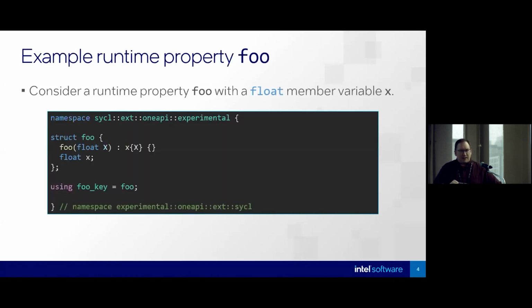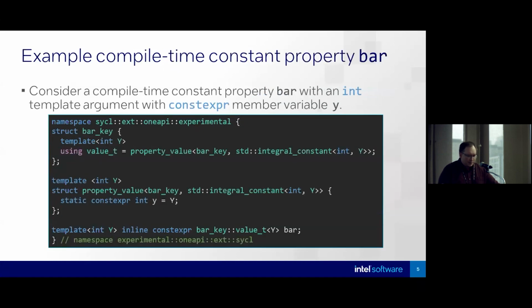So I'm saying a lot of abstract things. Let's show some code. Here we're going to define a hypothetical runtime property called foo that just contains a float member variable x. So we just make a struct foo, it takes an x, it has an x, and then we just say we're going to make a key type that just is our class. Very simple, nothing complicated.